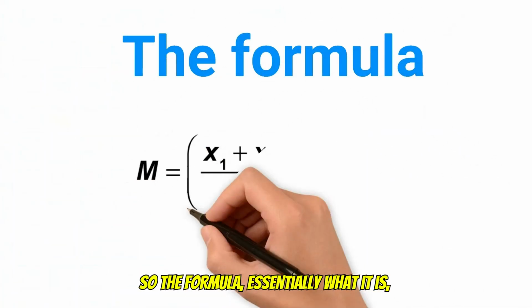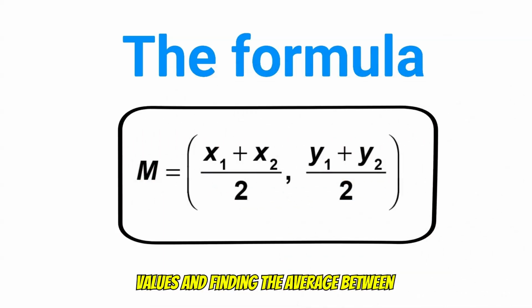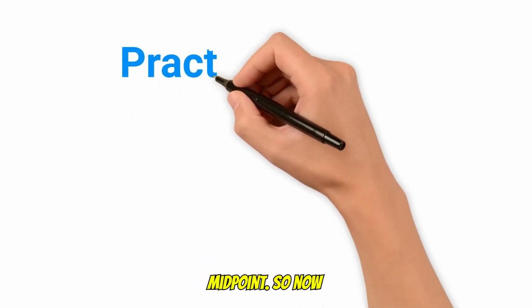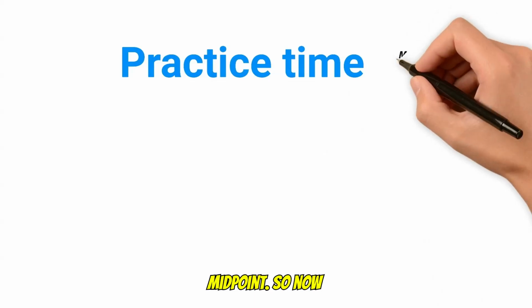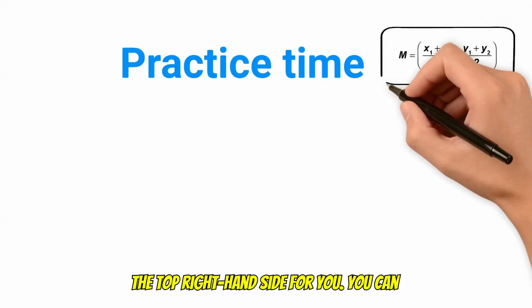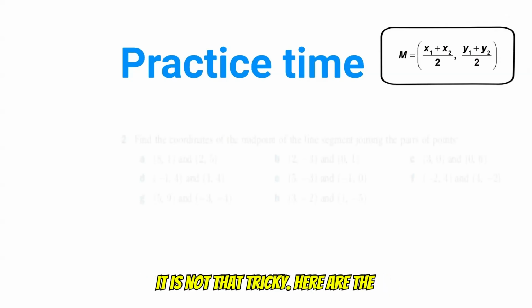So the formula, essentially, is finding the average between the x values and finding the average between the y values. So as you average the x values out, you get the x value of the midpoint, and you do the same with the y values, and you get the y value of the midpoint. So now you can practice. I've put the formula on the top right hand side for you. You can just add the x coordinates, divide by 2. It is not that tricky.